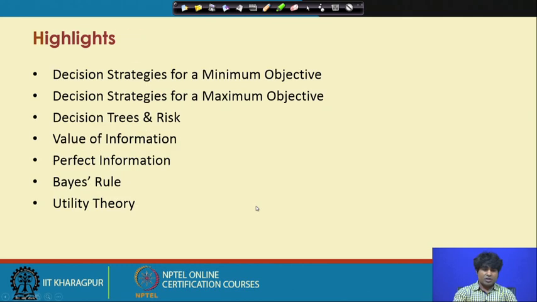So, the typical highlights are to know the decision strategy for a minimum objective, decision strategy for a maximum objective, then decision trees and risk matrix, value of information and perfect information, Bayes theorem and the utility theory. So, these are the typical highlights which we will address in this particular unit on decision analytics.